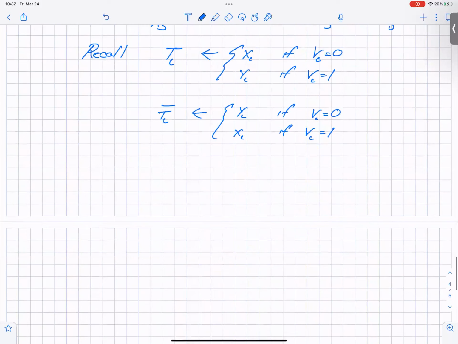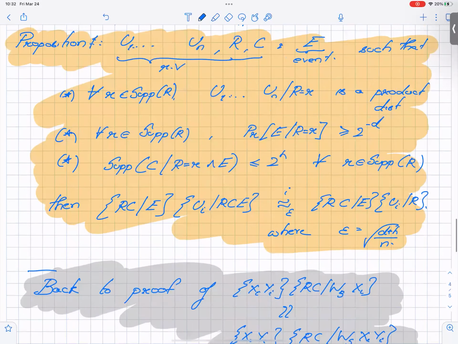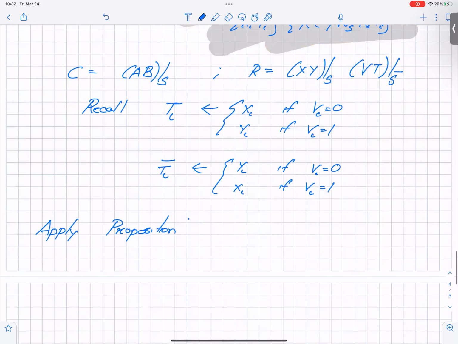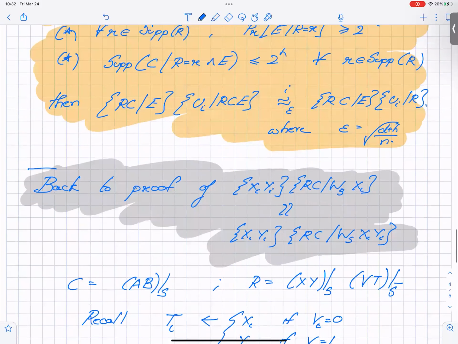We'll apply one double bar. But what did the proposition say? It said RC conditional, this RC, and then we're going to apply a different RC conditionally, UI conditional RCE, is the same as this object.